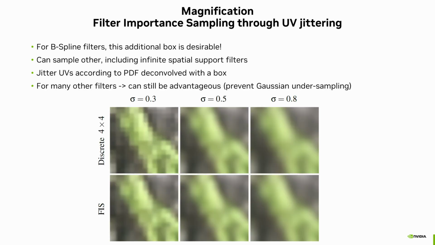However, this additional box kernel can still be advantageous, for example, for the Gaussian filter, and we explain this in our paper. This method allows us to sample infinite filters, such as the Gaussian filter, using the very efficient Box-Muller transform. The jittering range is theoretically infinite, but in practice concentrated around the evaluated points.